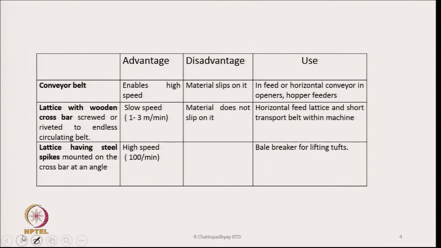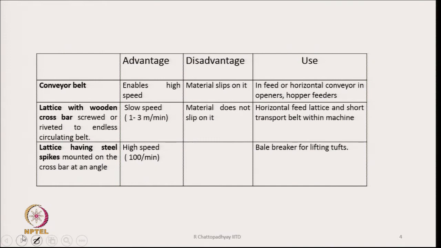The lattice type, what we have discussed, lattice with a wooden crossbar that we have seen, speed is generally slow, generally it is 1 to 3 meters per minute, that is the typical speed. So, speed wise it cannot be run at very high speed. Wherever we need to transport the material at a slow speed, we can make use of it, and the best part of it is that the material does not slip on it because of this raised bar. So, these are used with horizontal feed lattice and short transport belts within the machines. We make use of this kind of lattice with wooden bar.